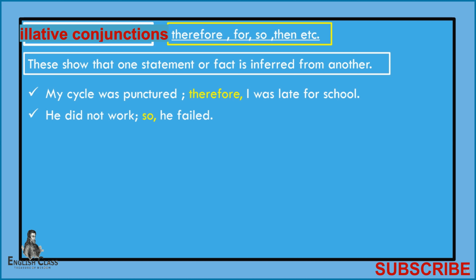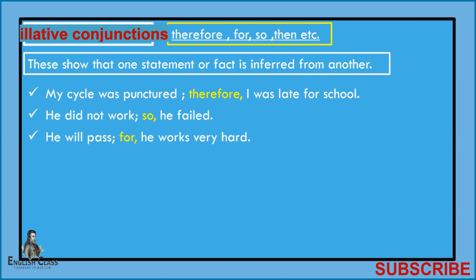So next example, he didn't work, so he failed. So here you can check it. He didn't work, so he failed. He failed, it is inferred from he didn't work. It is the outcome of he didn't work, and it is related to that clause with the help of so. So makes it meaningful.